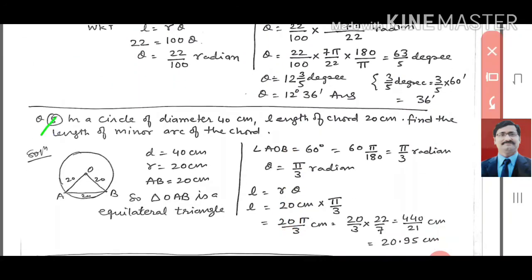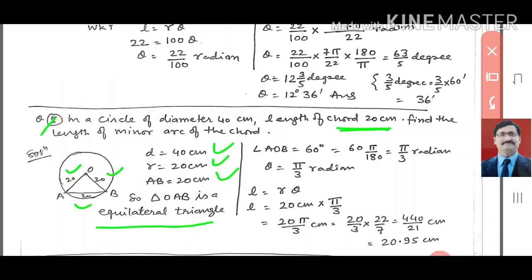Now question number 5. In a circle of diameter 40 centimeter, the length of a chord is 20 centimeter. Here the length of chord means this AB is given as 20 centimeter. Find the length of the minor arc of the circle. Here diameter is given 40, so radius will be 20 and AB is given 20. So look here, in this triangle OAB, AO is 20, OB is 20 and AB is 20. So triangle OAB is an equilateral triangle.